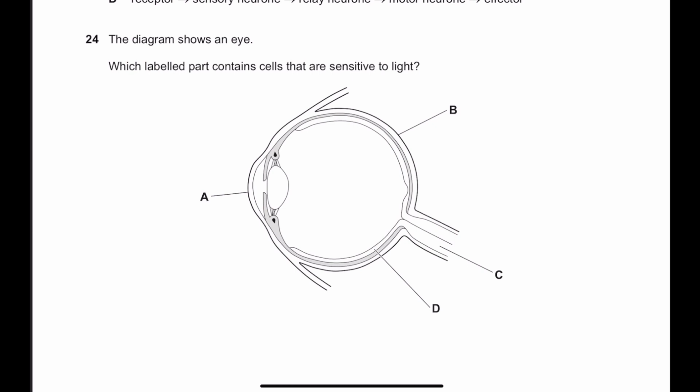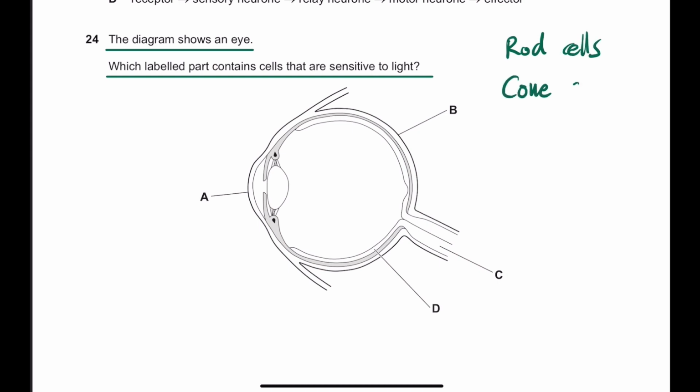Number 24. The diagram shows an eye. Which labeled part contains cells that are sensitive to light? So the eye has two types of cells. Actually, there are many types of cells, but for IGCSE, you only have to know two types of cells. The first are rod cells, or rods. The other one is called cone cells, so cones.